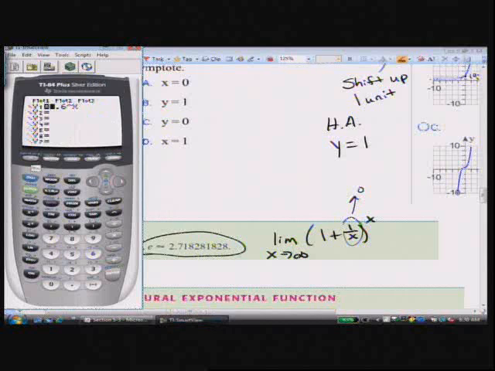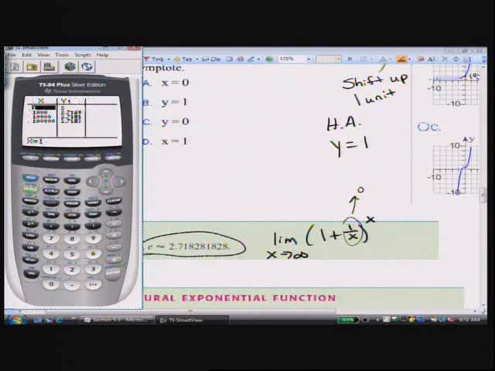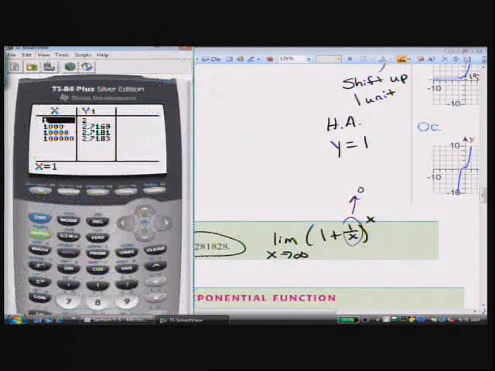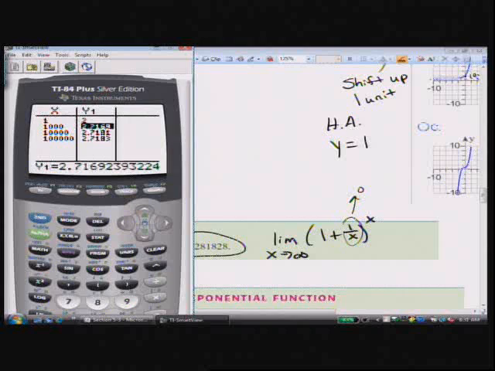But if you do a little bit more investigation with your calculator, and you do 1 plus 1 divided by x, and you raise that to the x power, and you go to your table, and you type in really big numbers, like 1, 1,000, 10,000, 100,000, notice you don't get 1, but you get this number, 2.71828. See those numbers there? And that is exactly, see here at 1,000, 2.71814.